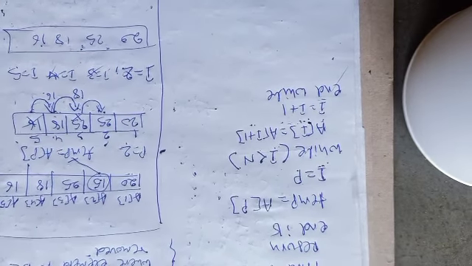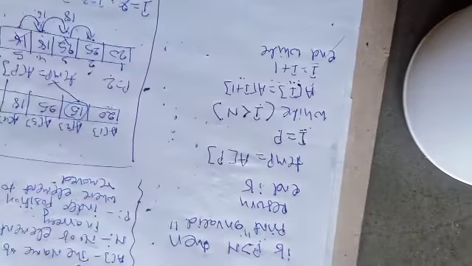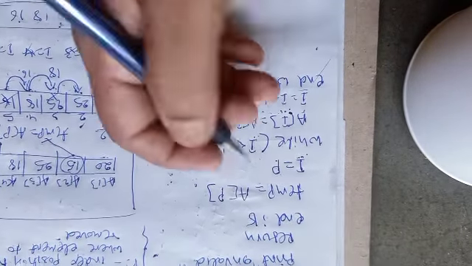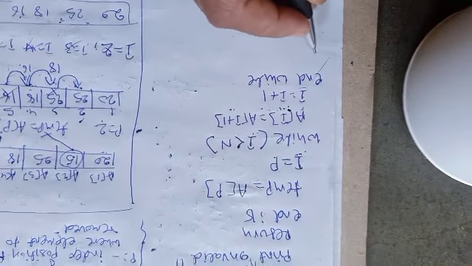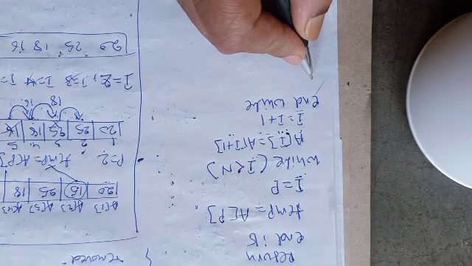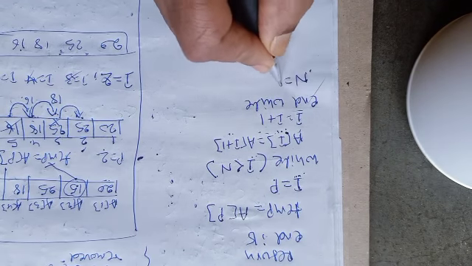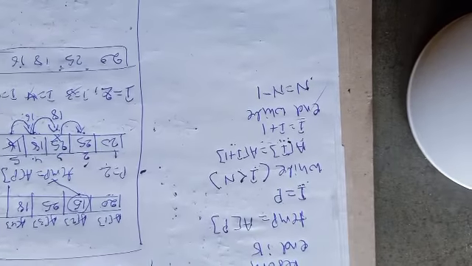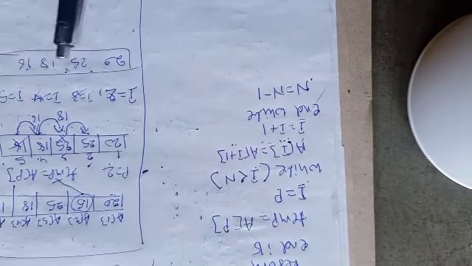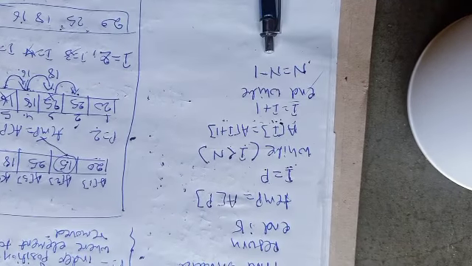So this is the result of my deletion. Okay, I think you got an idea. So after this, I will not stop here. After this, I have to write n equal to n minus 1. Why so? Because after deletion, one element has been reduced.